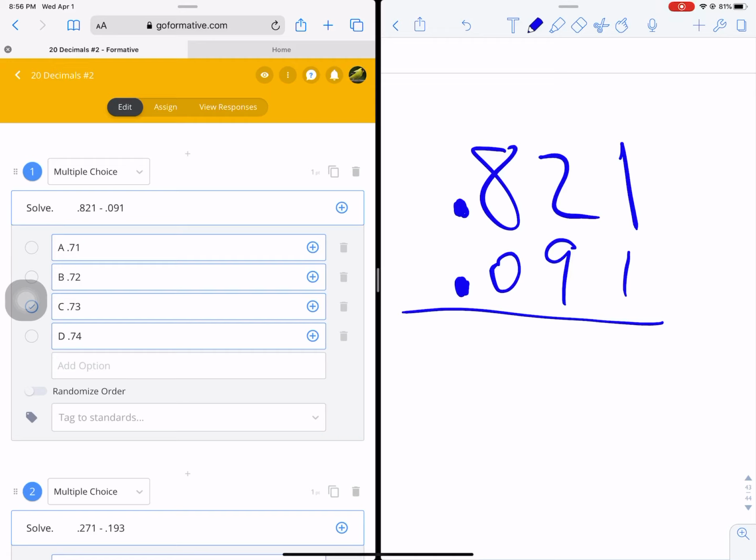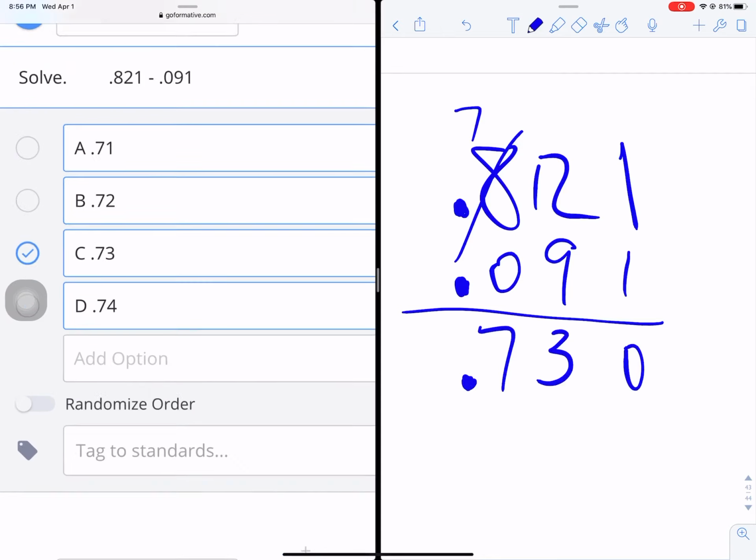All right. 1 minus 1 is 0. 2 minus 9, I can't do that. This takes us back to elementary. If 2 can't take away 9 from it, then I have to borrow. So 12 minus 9 is 3. 7 take away 0 is 7. The decimal comes down, and that's the answer you're looking for.